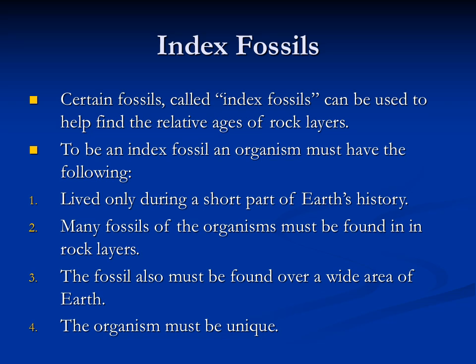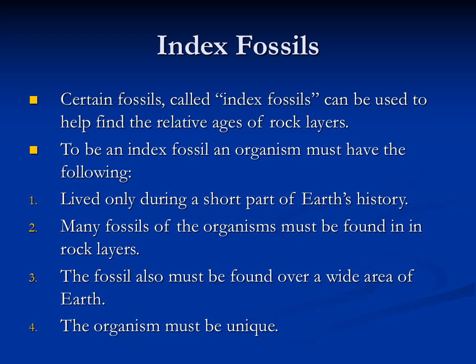So we just talked about how life has changed over time and why that's important, and now we're talking about index fossils. So there's certain types of fossils that are called index fossils, and they can be used to help find the relative ages of rock layers. Notice I said relative, not exactly the age, but around about this might have happened this time, and then this happened after this, and then this was next. That's an example of relative.